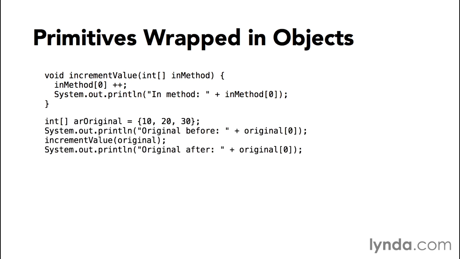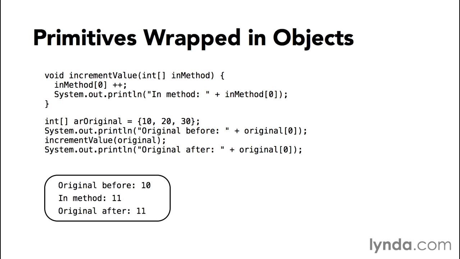Here's my calling code. I create an array named AROriginal. It has 3 items, 10, 20, and 30. I print out the first item in the array, then I call the method, then I print out the original first item again. In this example, I'm making a copy of the array. That's what I'm passing in. But the new array is still referencing the original values that are stored in the outer scope. So, in the original print, I get 10. Within the method, I get 11. But when I return to the outer scope, the original value has now changed.